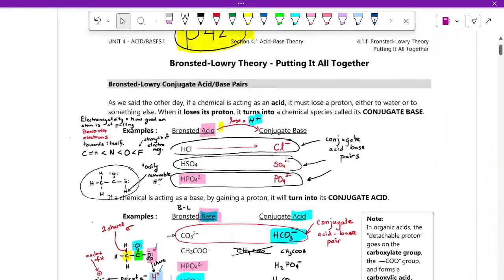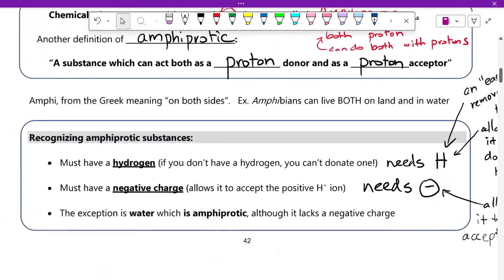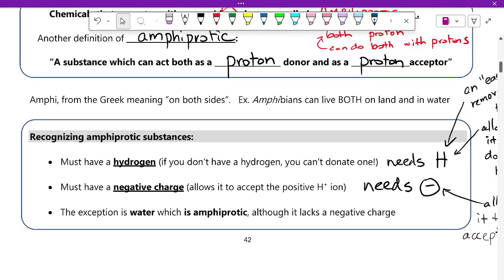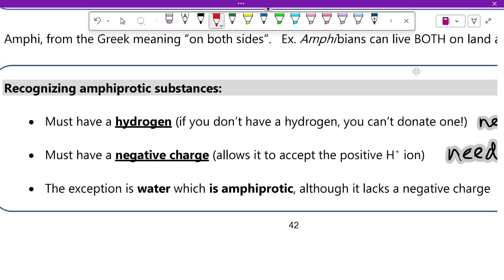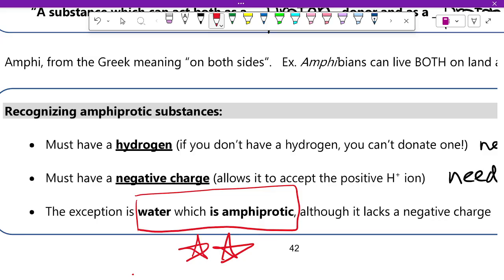My God, we've spent the whole class. And how much have we covered? Nothing. Half a page. Woo! Okay. So you have to have a hydrogen to be amphiprotic, so you can give away a hydrogen. You have to have a negative charge, so you can give it away. There is an exception. Water is amphiprotic, but it lacks a negative charge. So you just need to know that water is amphiprotic. So either you need that hydrogen and negative charge, or you need to be water. And if that's the case, then you are amphiprotic.